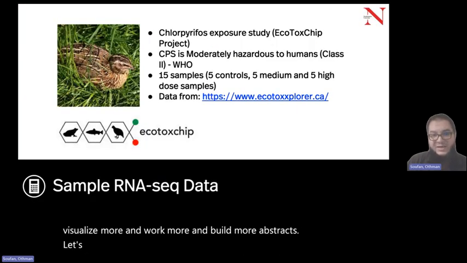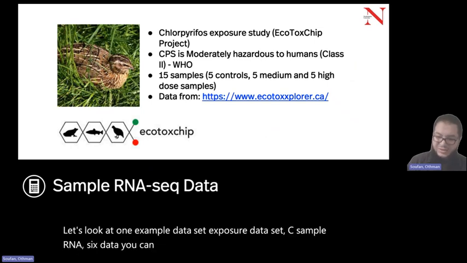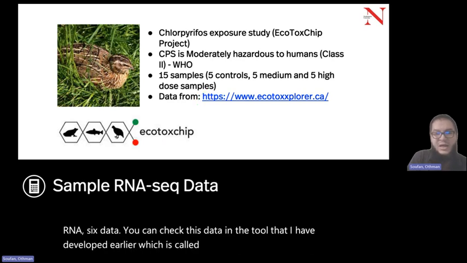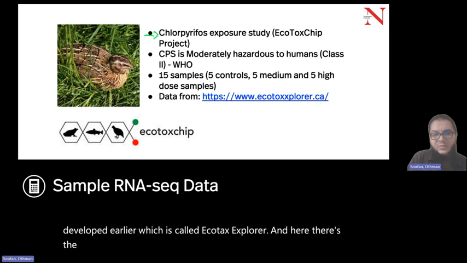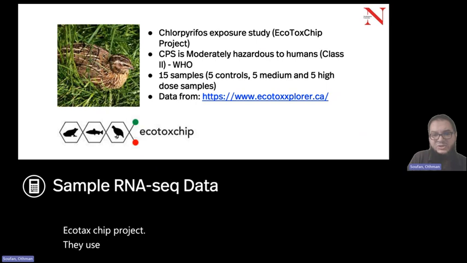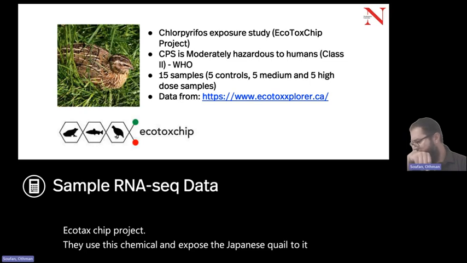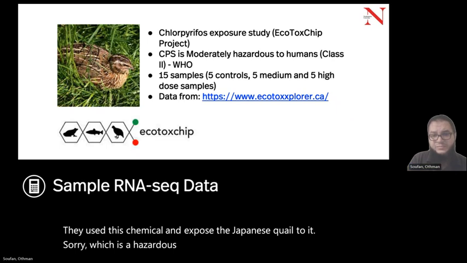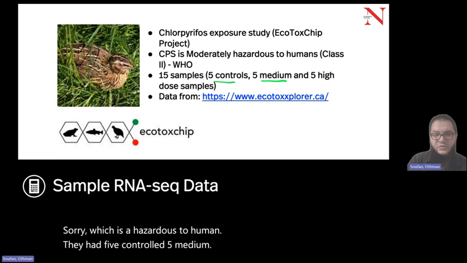Let's look at one example data set, an exposure data set, a sample RNA-seq data. You can check this data in the tool that I developed earlier, which is called Ecotox Explorer. And here there's the chlorpyrifos exposure study. This was part of the Ecotox chip project. They used this chemical, which is hazardous to humans, and exposed the Japanese quail to it. They had 5 control, 5 medium, and 5 high dose samples.